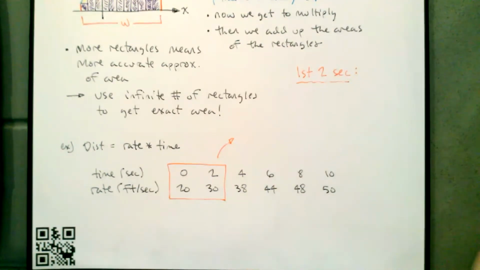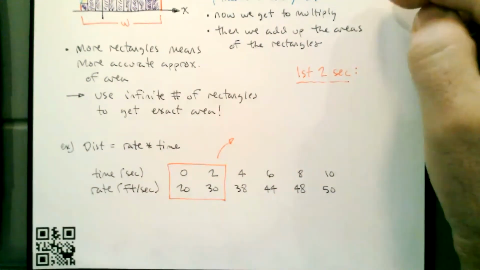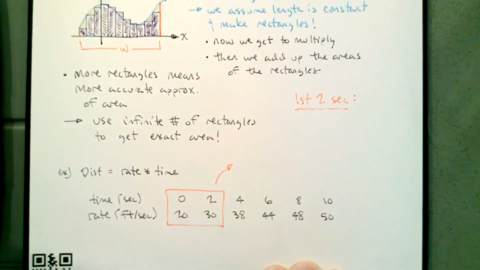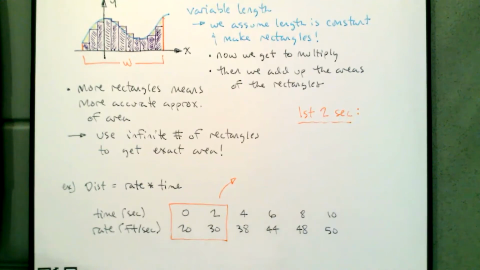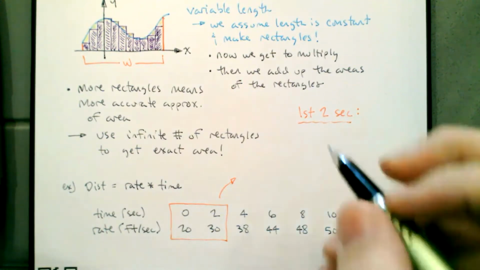we're going to make the following assumption. When we have variable length, our rate is variable. We assume that the length is constant and make rectangles. So the thinking can be, let's just suppose that the car, what is this, a car? Yes, it's a car. That the rate was 20 feet per second for that whole 2 seconds.